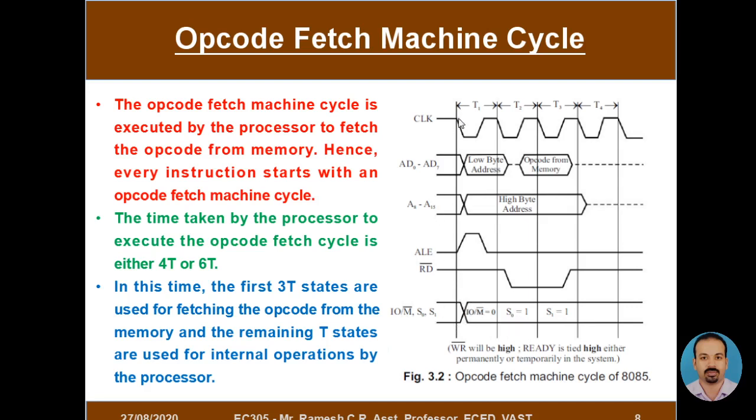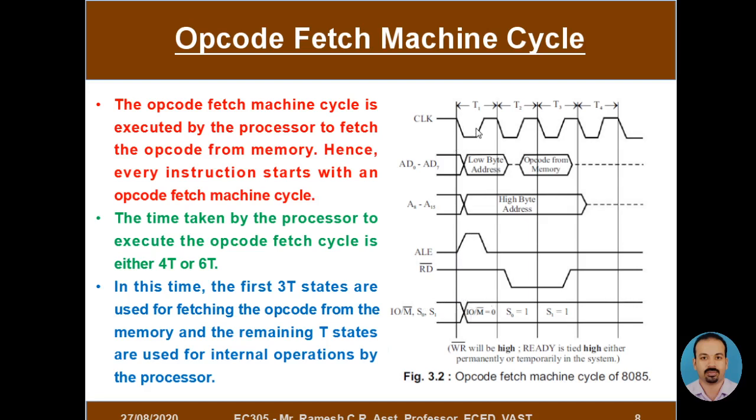So at the first falling edge of the clock cycle, you will be placing the lower address byte on the AD0 to AD7 bus lines, and the higher address bits on A8 to A15. You will also place ALE at the high level, RD at the high level, IO bar M bar low, and S0 and S1 equal to 1.